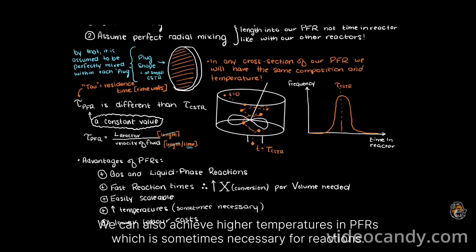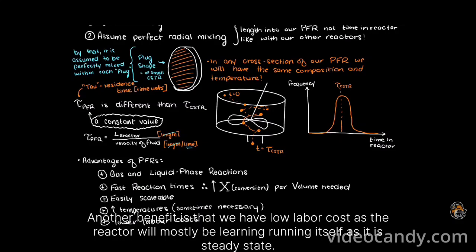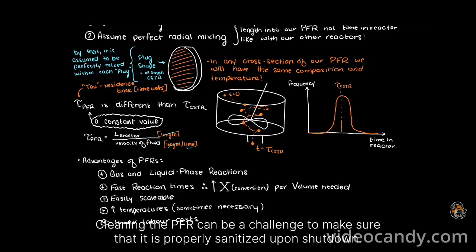We can also achieve higher temperatures in PFRs, which is sometimes necessary for reactions. Another benefit is that we have low labor cost, as the reactor will mostly be running itself as it is steady state. However, it is just a long tube reactor. Cleaning the PFR can be a challenge, to make sure that it is properly sanitized upon shutdown.